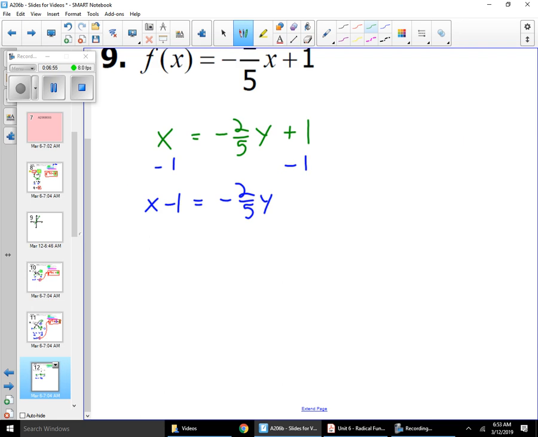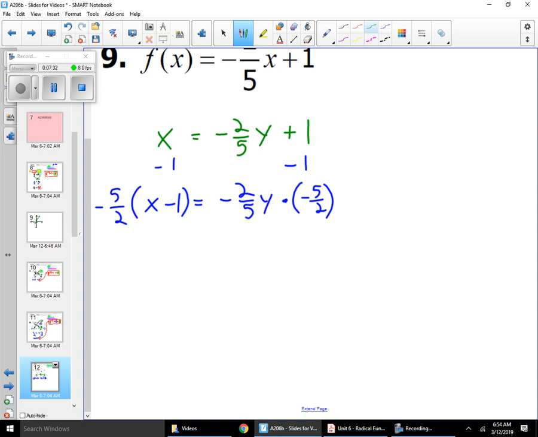Now I'm definitely in fraction land. So that negative 2/5, in order to get rid of that, we've done this before in that linear unit, but it has been a while. One way to get rid of a fraction, something like negative 2/5 times y, is to multiply by its reciprocal. Reciprocal just means to flip the fraction. So I can multiply both sides by negative 5/2. That negative doesn't look quite right. Negative 5/2. There we go.